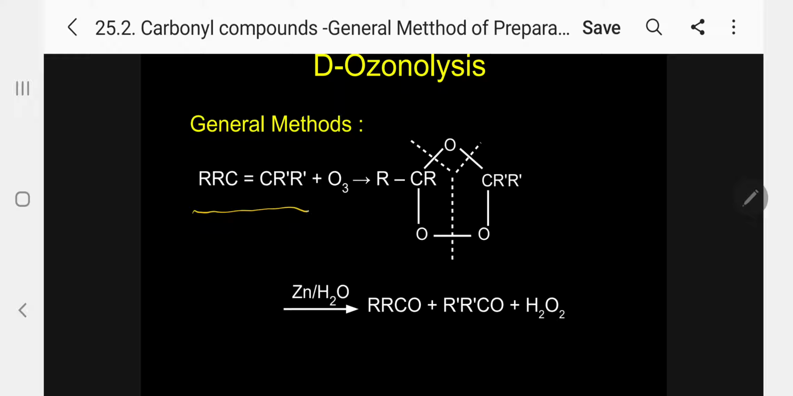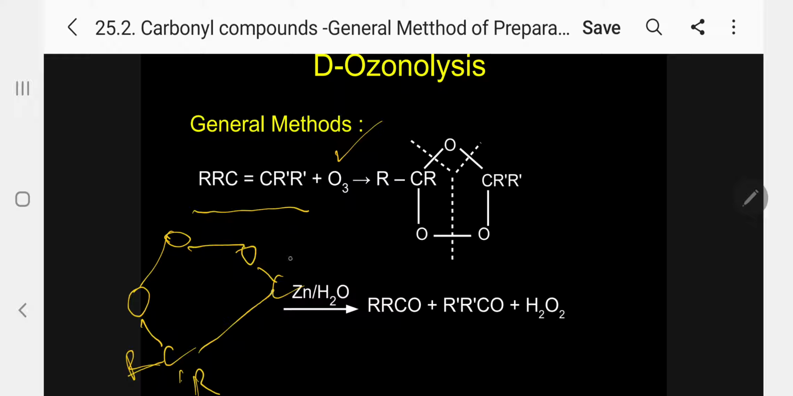See the general formula, R'RC=CRR', that is the alkene, plus ozone. Actually, what is happening now? The first thing formed is the ozonide. Kindly follow. It undergoes rearrangement to form this stable intermediate.